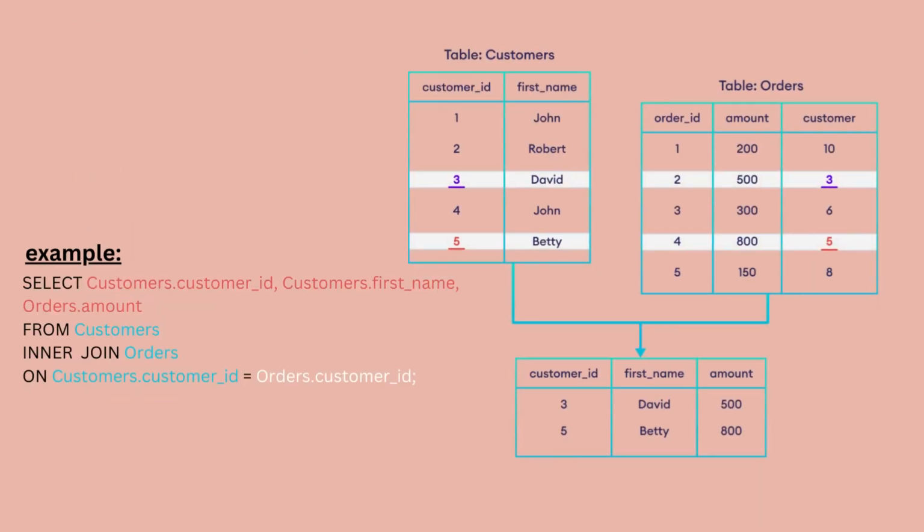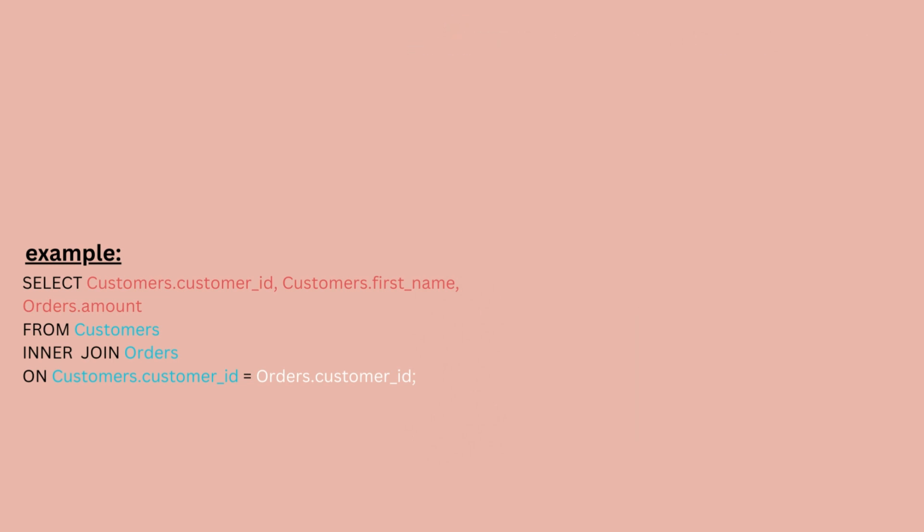Example. As we can see, inner join is performed on two tables, that is, the customers table and the orders table. The common column between the two tables is customer_ID. So the command goes like: SELECT customers.customer_ID, customers.first_name, orders.amount FROM customers INNER JOIN orders ON customers.customer_ID = orders.customer_ID. In the result table we can see that the columns customer_ID, first name and amount are selected and displayed.